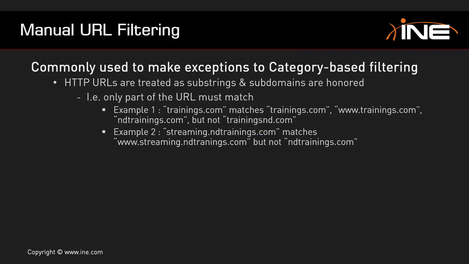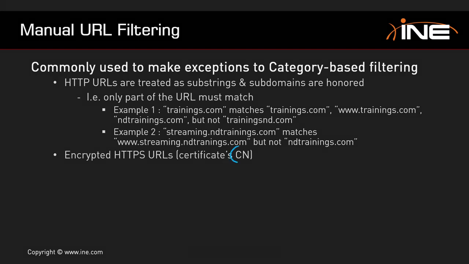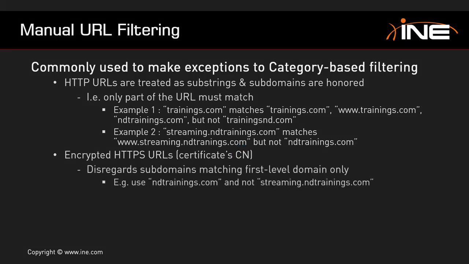Now, when the request is going to be for encrypted web, this time the device is going to be looking at the certificate common name. So this is going to be the server certificate common name, what it will compare to the content of our object. And the difference is that this time it is only going to be looking at the first level domain and not the entire string defined in the object.